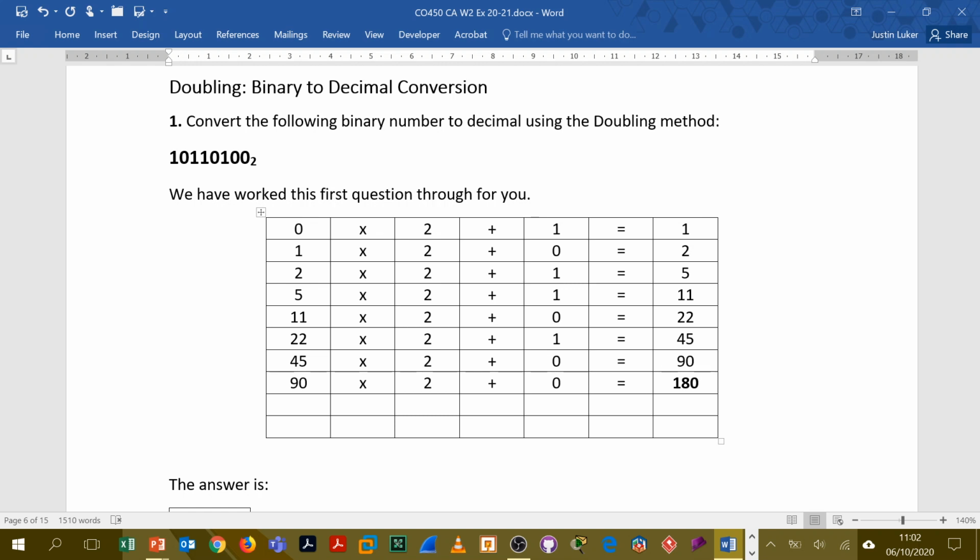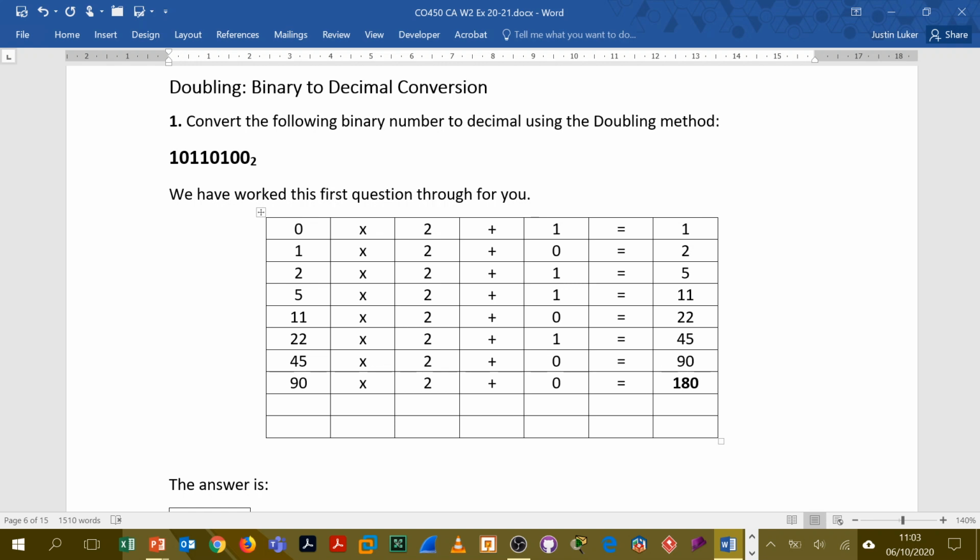11 times 2, 22. Next bit's a 0, so it remains 22. 22 times 2, 44, plus the next bit, which is a 1, so 45. 45 times 2 will give us 90, plus 0, so it remains 90. 19 times 2 is 180, and that's the conversion.